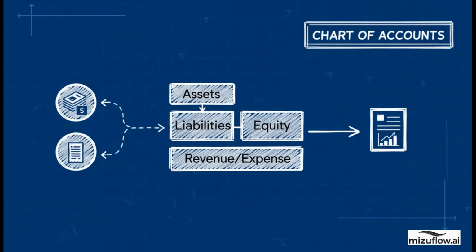You've got to stop thinking of it as just a list of accounts. It's your strategic blueprint. It dictates exactly how every single piece of financial data gets categorized and organized, which gives you total control over how your final reports come together.